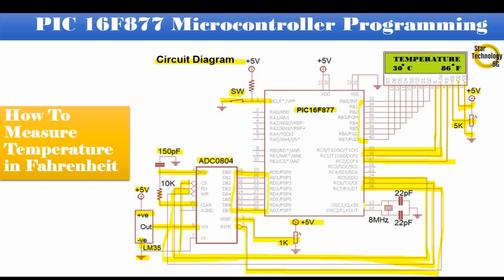Pin numbers 13 and 14 interfaced with an 8 MHz crystal. And 22 PF capacitors connected with the crystal. Pin number 11 and 32 connected with positive 5 volts. Pin number 12 and 31 connected with ground. Let's draw this circuit in Proteus.